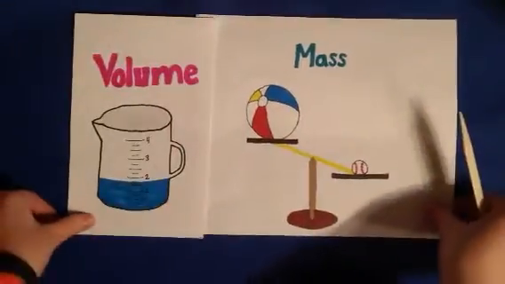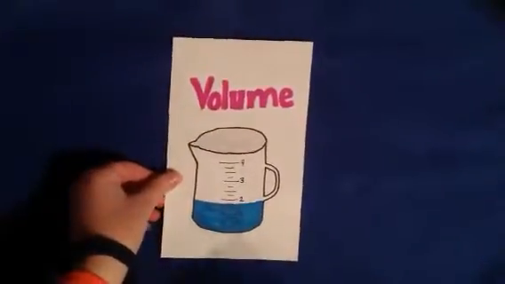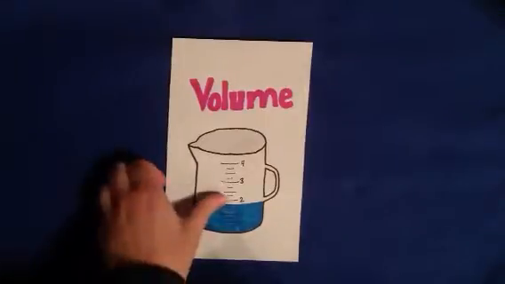Volume and mass are both properties of matter. Mass is how much matter is in an object, and volume is the amount of space an object takes up.